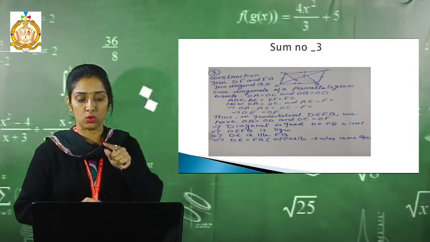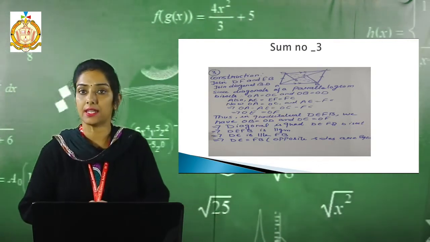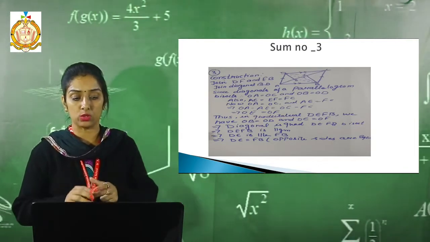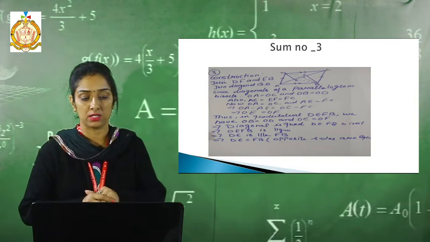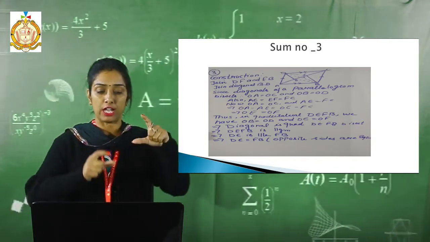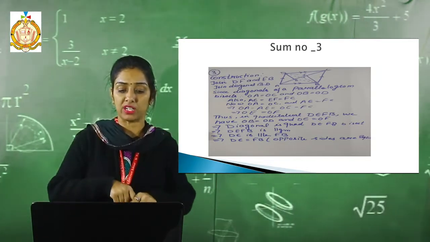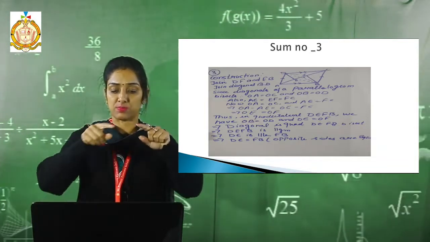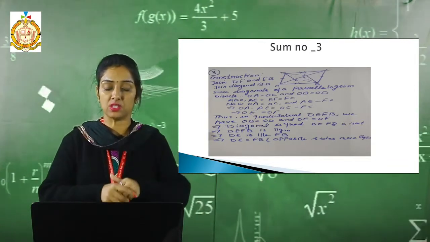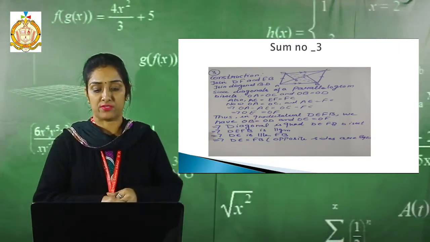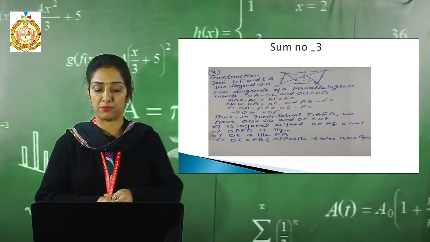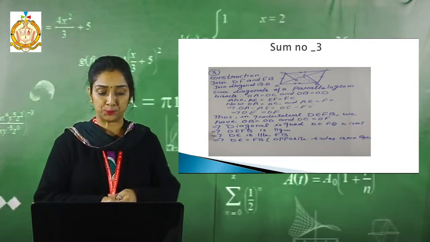Now OA, OC and AE, FC, they are equal. We firstly subtract them. When we subtract OA from AE, what do we get? We get OE. And when we subtract FC from OC, we get OF. So thus DEFB is a quadrilateral.